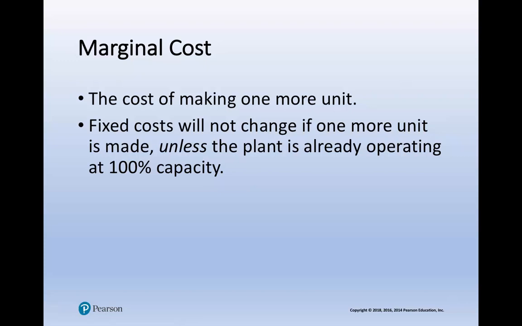Lastly, we have our marginal cost, and that's the cost of making one more additional unit. So fixed cost will not change if one more unit is made, unless the plant is already operating at 100% capacity. Just keep that in mind as you're thinking about that marginal cost. When we say marginal cost, it's generally the additional variable costs, with the caveat that sometimes we get to a point where our plant is 100% filled, so in order to make one more product, we'd have to get additional space. But for the most part, marginal cost is the variable cost associated with our manufacturing process.